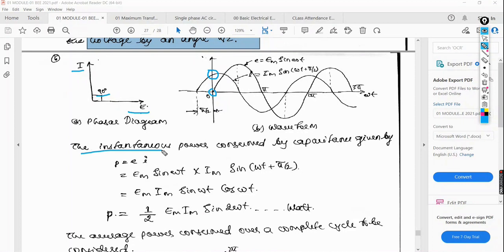What is power? Power is the product of voltage and current. Instantaneous power, small p, is equal to e into i. e equals what? Em sine omega t. i equals what? Im sine of omega t plus pi by 2. Why plus pi by 2? Because the current will lead by 90 degrees in the case of pure capacitance. Sine of omega t plus pi by 2 will be represented by cos omega t.